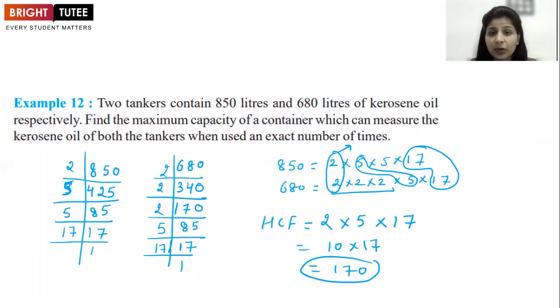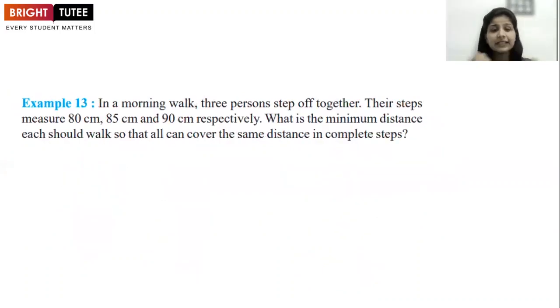Let us discuss one more problem where we need to figure out that either HCF or LCM, what is going to help us. Let's do that. Read this question. It is saying in a morning walk, 3 persons step off together. Okay, they started together. Their steps measure 80 centimeter, 85 centimeter and 90 centimeter. These are the measurements of the steps they take. The first one takes a step of 80 centimeter. For the second person it is 85 centimeter. For the third one it is 90 centimeter.